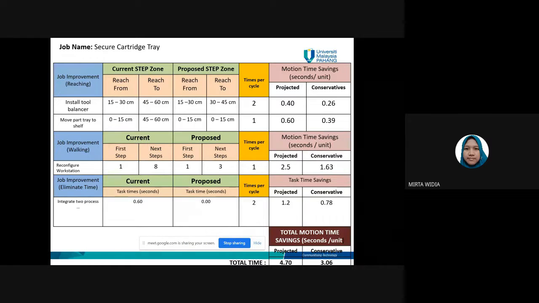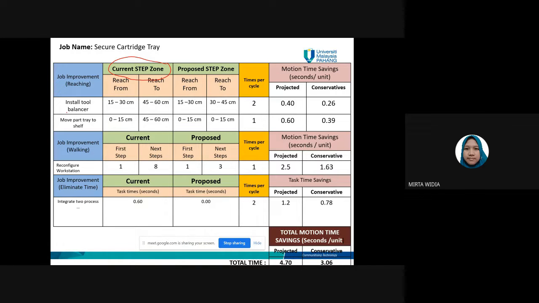Okay, this is the example. We try the job improvement for reaching. We make the improvement. This is the current step zone, meaning the current condition. This job name is secure cartridge tray.